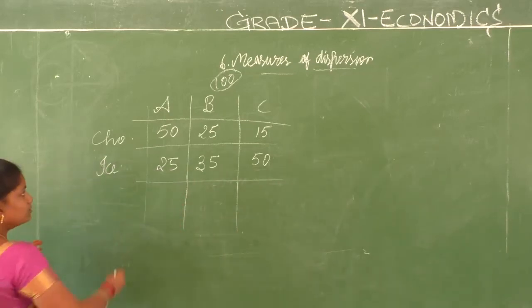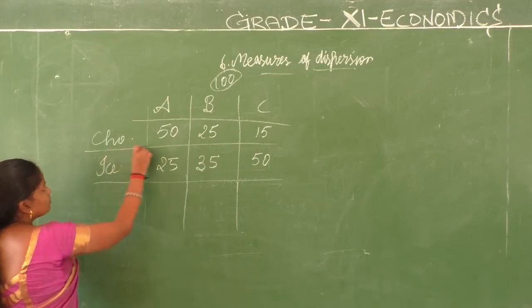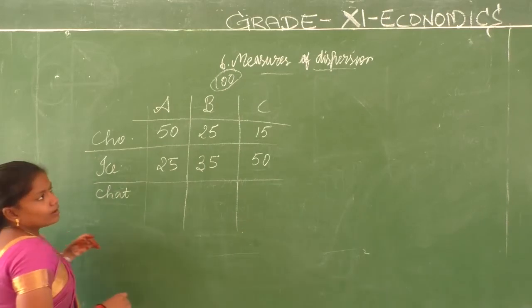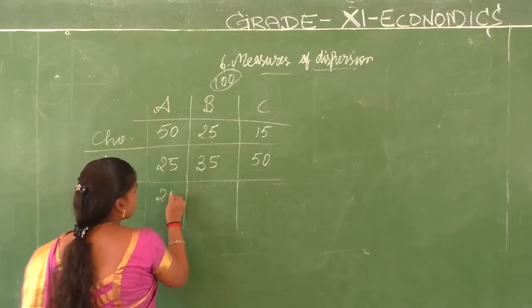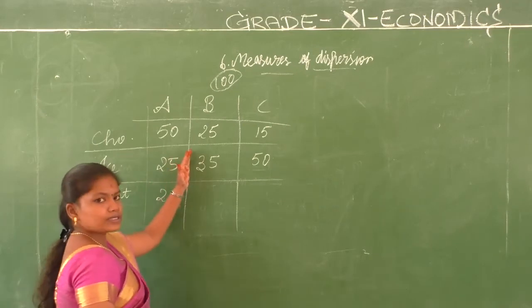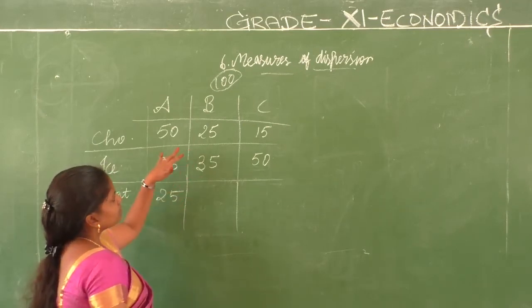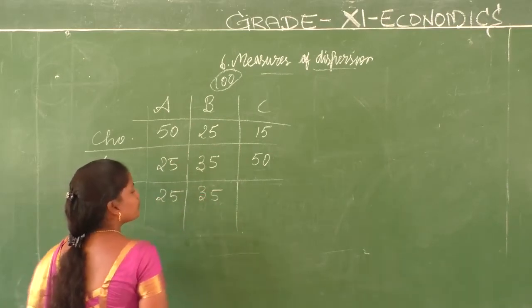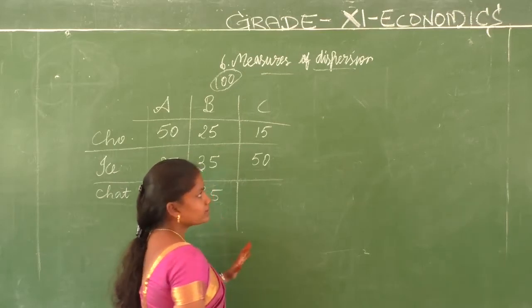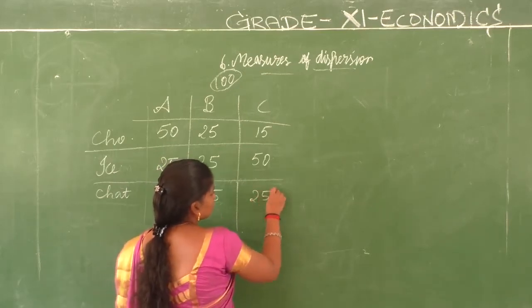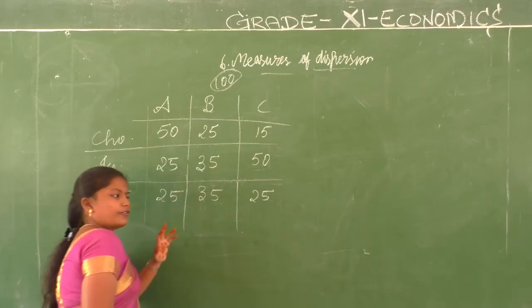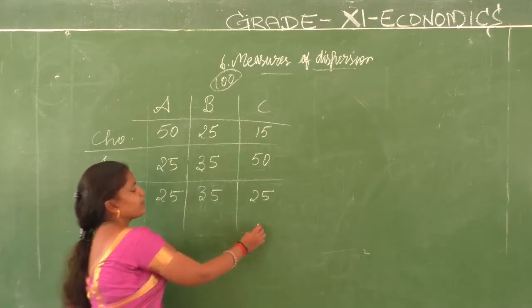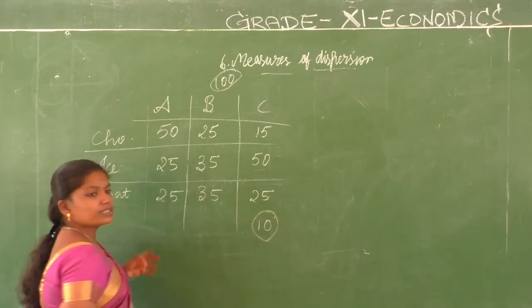Then we move on to talk about chat items for eating. He has spent 25. Here, this person has spent 35, and this person has spent somewhere around 25 rupees. 50, 25 is 75, 75 and 15 is 90. So how much money does he still have? 10 rupees, which is a saving.